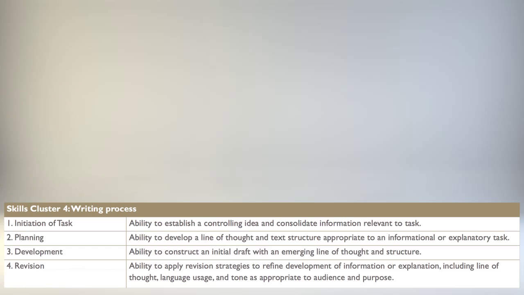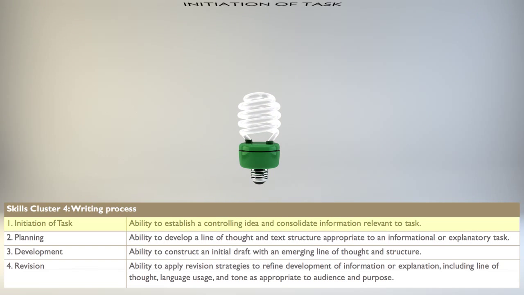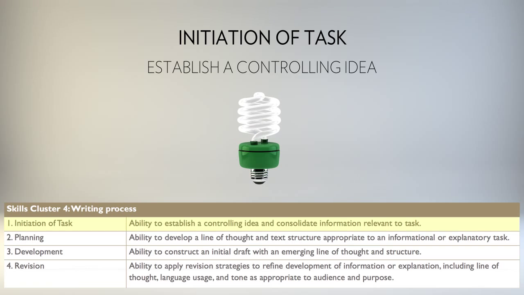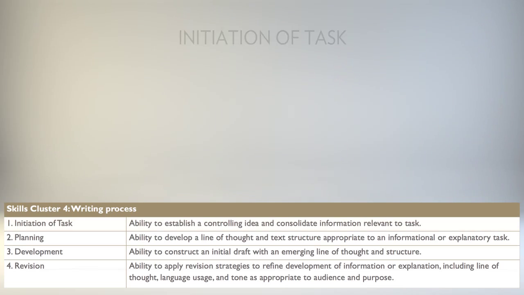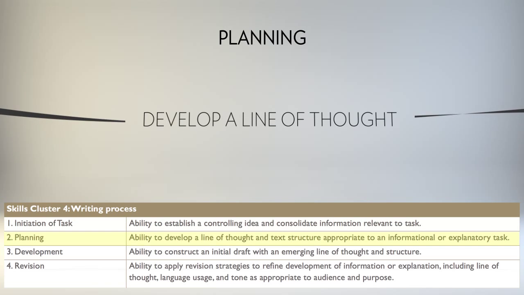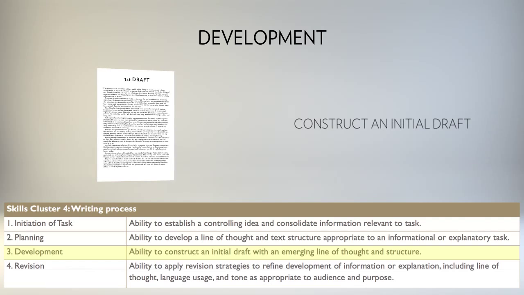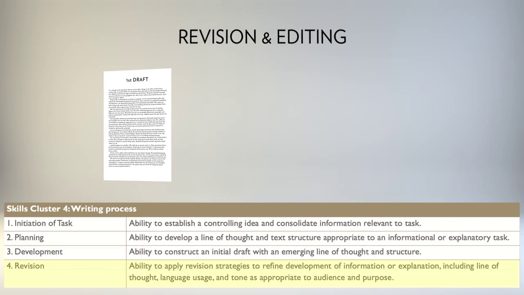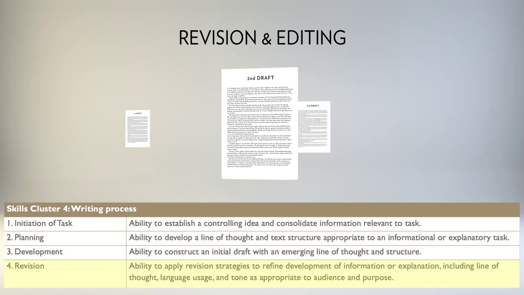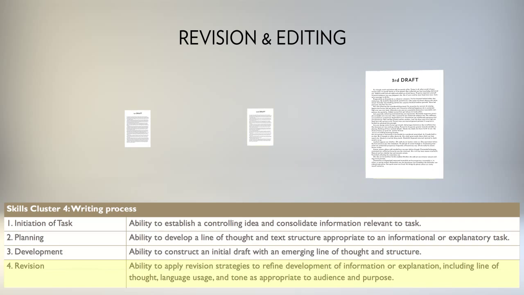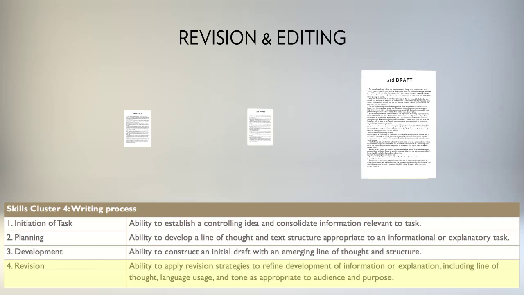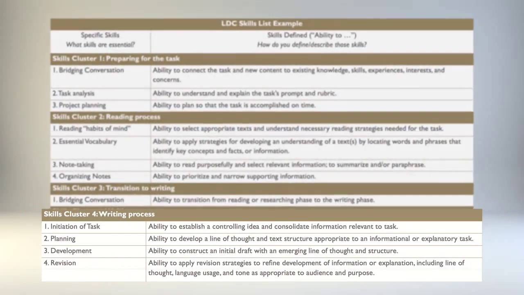Students are now facing the blank page, armed with their notes and ideas. These notes and ideas need to be consolidated and focused around one controlling idea or claim. Typically, students need to establish their thesis statements and frame the information related to the task in their first paragraphs. Then, they will plan and create their initial drafts and apply revision and editing strategies to polish their writing. You may also want to consider building the ability to peer edit into your skills list. We'll call this skills cluster the writing process.